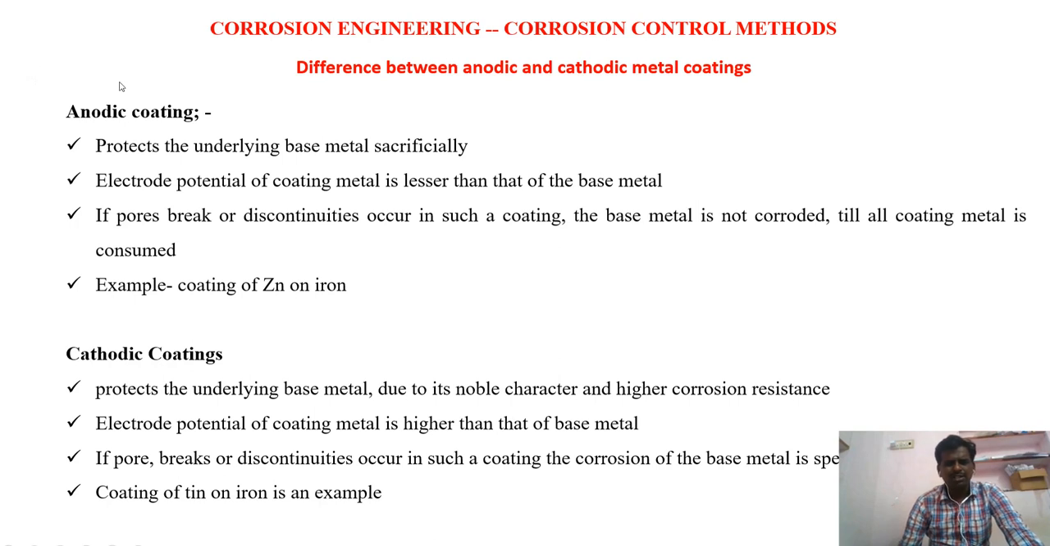Next, if any breaks or discontinuities happen in the anodic coating, then the coating will be destroyed and corrosion will become more. And if any discontinuity happens in the cathodic coating, then here also corrosion will become more. Next example is zinc on iron, and this one is tin on iron. This is the important thing.